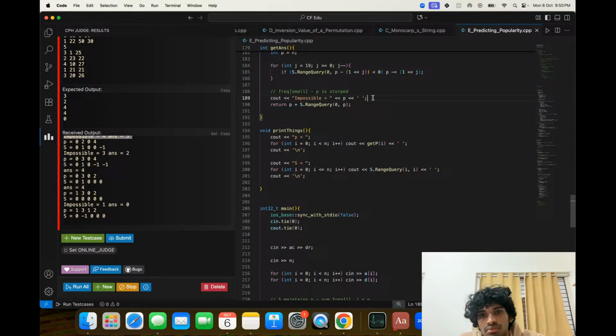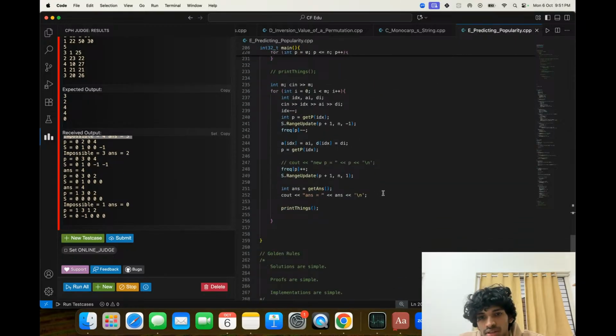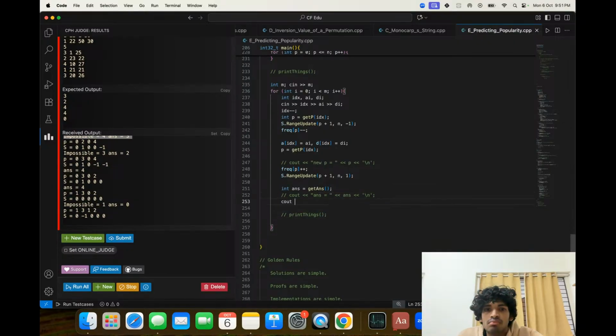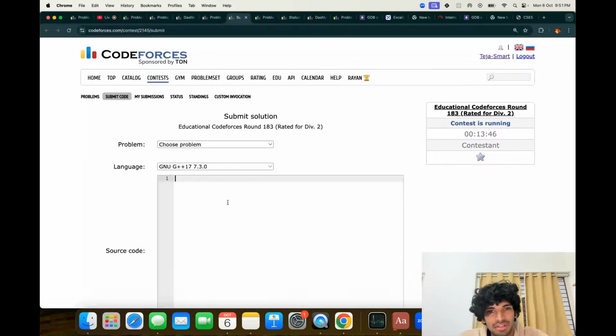Okay, it seems correct now. I don't know when it became correct, but now it seems correct. It's not even a good problem. Maintaining something and outputting something. There is no logic at all in these educational rounds, I guess.